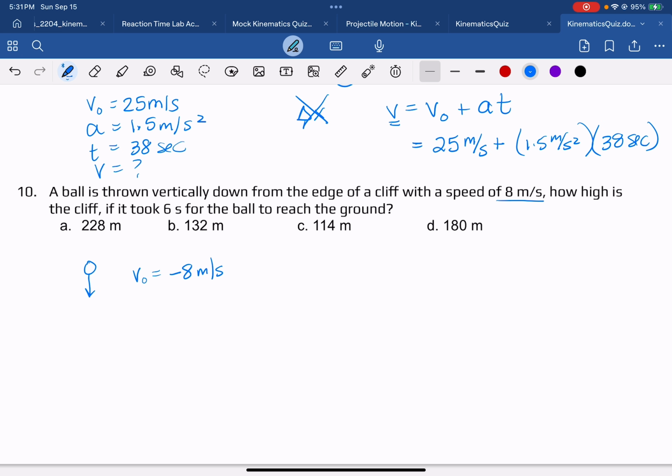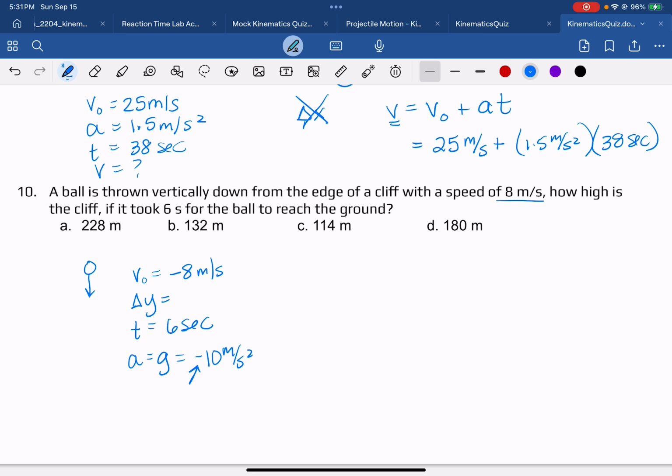So we want to know, I'm going to call it delta y just because that's the axis that we're on, if it took 6 seconds, t equals 6 seconds, for the ball to reach the ground. Okay, so we have 3 items, and there's one more item that, if you have something thrown, it's understood, which is our acceleration due to gravity, which is going to end up being negative 10 meters per second squared. I'm adding that negative here because that is the direction that it's going.